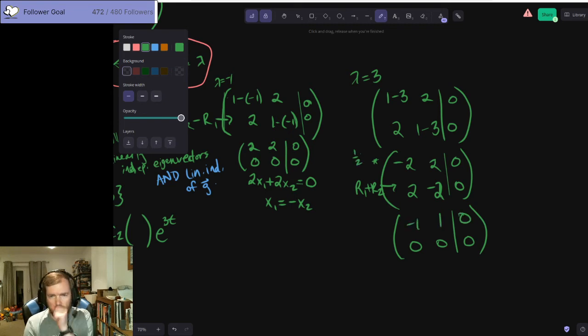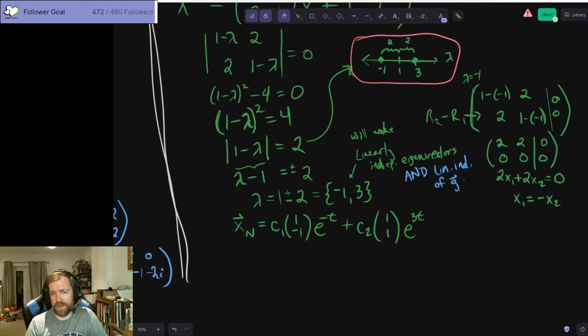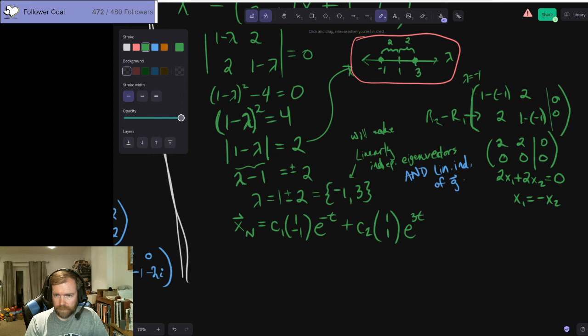And whether we change all that stuff or not doesn't much matter. Again, this is going to be -x1 plus x2 is equal to 0, or then x1 is equal to x2. And if they're going to be equal to each other, the simplest version we can make is going to be 1, 1. All right, null space done. Now what?